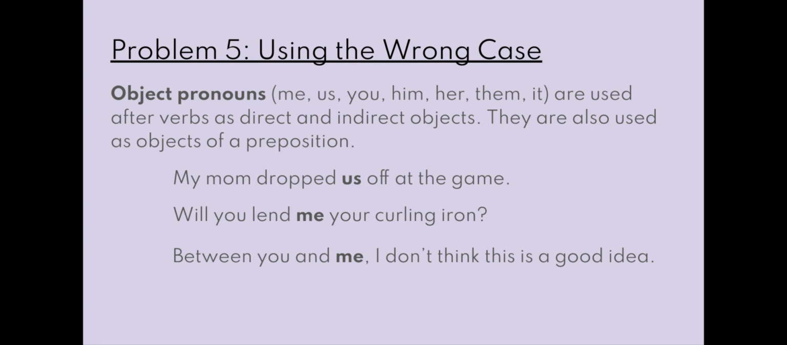Sentence 2. Will you lend me your curling iron? Same thing. Here we need to use the object pronoun, me. We would never use the subject pronoun I in this sentence. Try to remember that when it directly follows a verb, you're going to use the object pronoun.